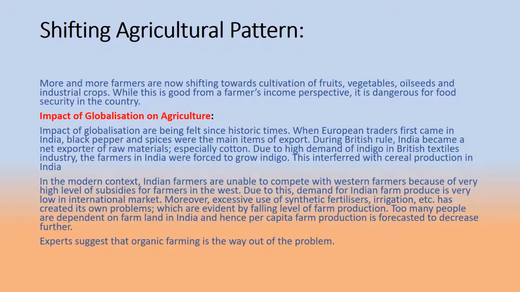Moreover, excessive use of synthetic fertilizers, irrigation, etc. has created its own problems, which are evident by falling level of farm production. Too many people are dependent on farmland in India and hence per capita farm production is forecasted to decrease further. Experts suggest that organic farming is the way out of the problem.